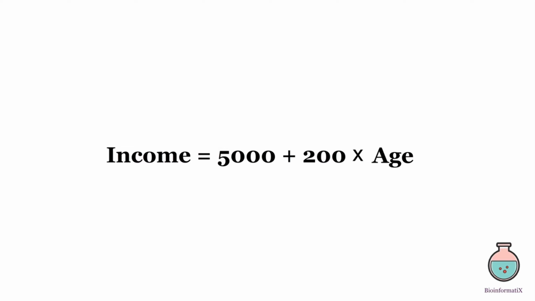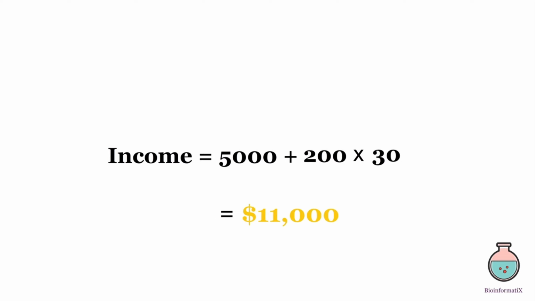We collect data from 100 individuals and create a linear regression model with the equation income equals 5,000 plus 200 times age. In this equation, the intercept a is 5,000, which means that a person with an age of 0 years would have an income of $5,000. The slope coefficient b is 200, which means that for every 1 year increase in age, the income would increase by $200. Using this equation, we can predict the income of a person based on their age. For example, a person who is 30 years old would have an estimated income of $11,000.